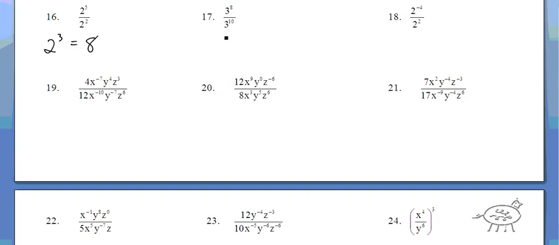Same thing with this one. The south wins by 2, so 3 squared, so you get 1/9.